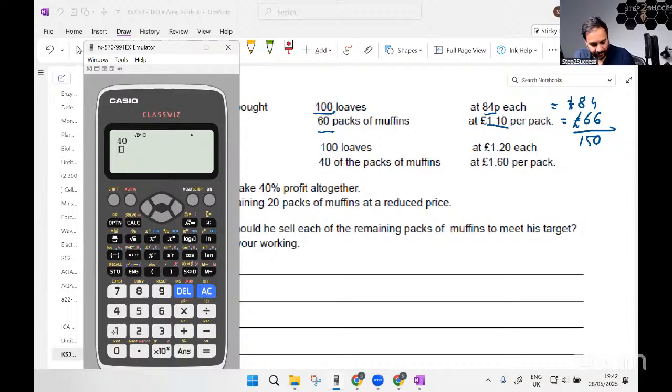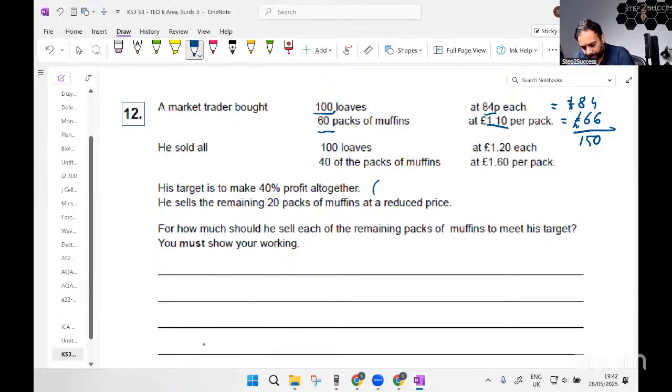40% of what you spent is £60. So we want to make a profit of £60. In order to make a profit of £60, we need to sell everything for £210, don't we? Because we spent 150, we need to sell everything for 60 more than that to make £60 profit. So that's what our hope is.